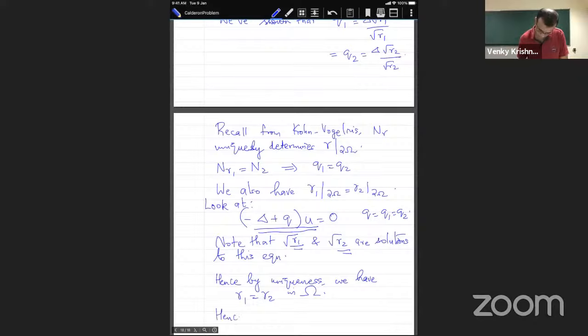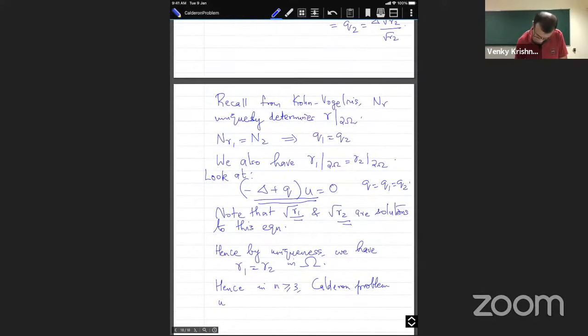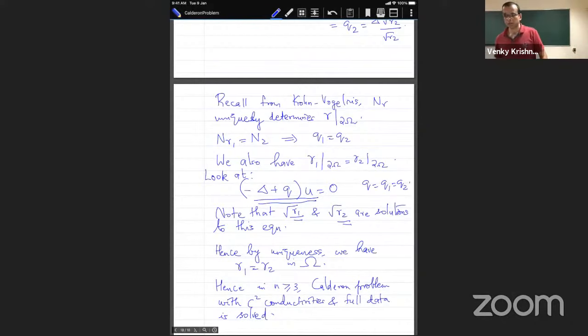hence in dimensions n bigger than or equal to 3, Calderon problem with C2 conductivities and full Dirichlet data. Yes. That completes the proof.